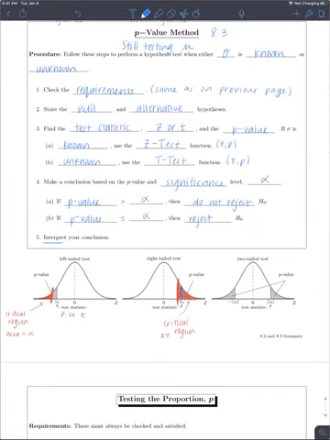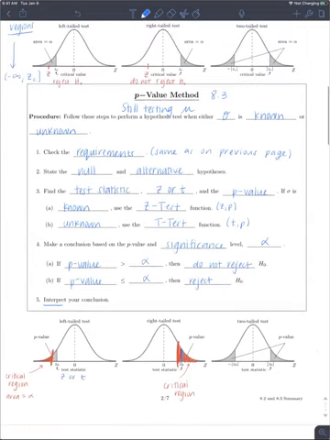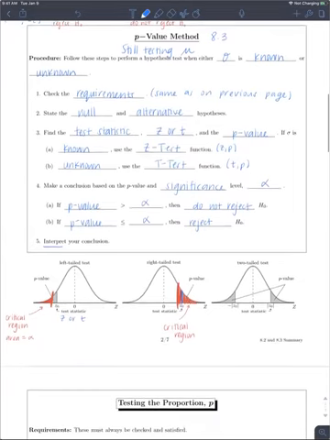But yeah, so are there any questions about how to test for a mean mu? If not, we're going to start talking about proportions.